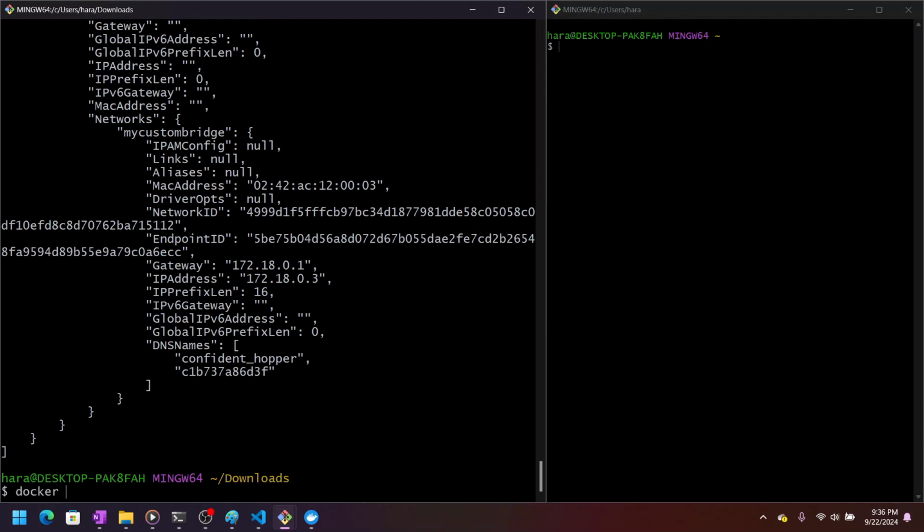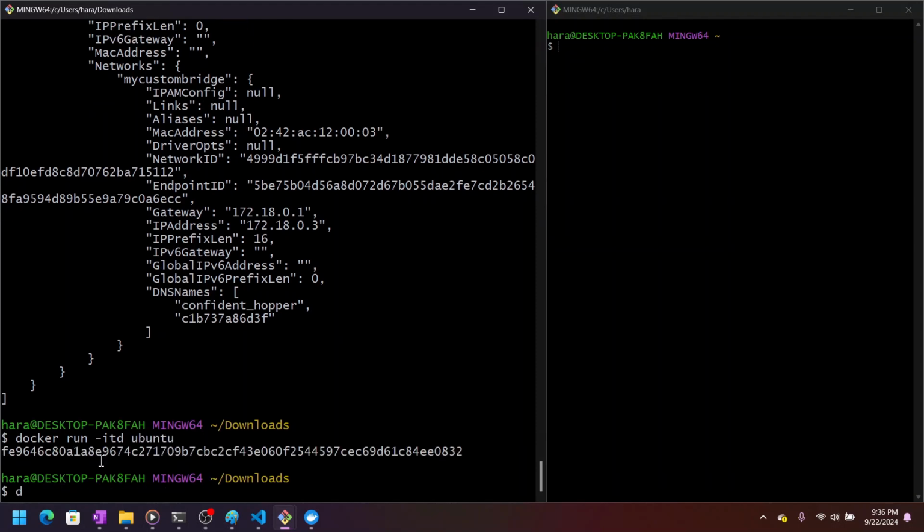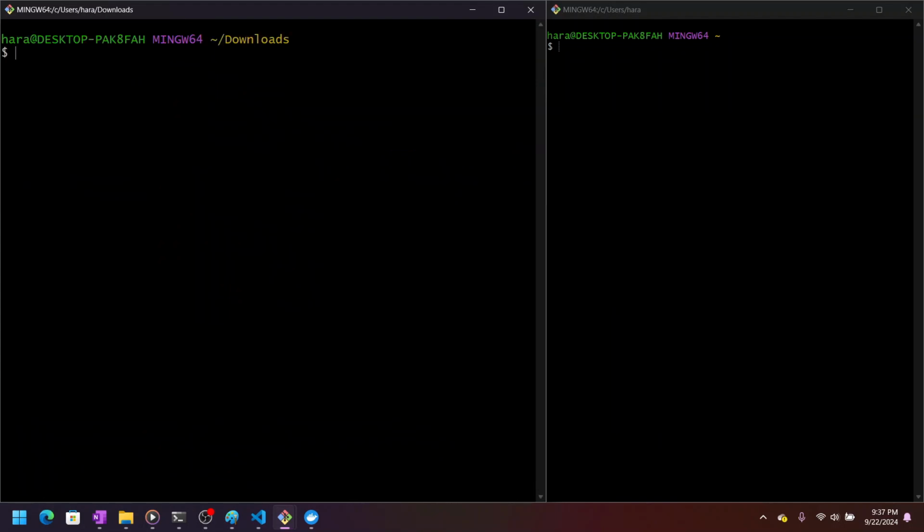Now if I do docker run -itd ubuntu, this is connected to the docker0 bridge, which I created earlier. So this container will not be able to communicate with the other two containers, which have my custom bridge as their network. So this is how the bridge network works, and let's go to the second part.